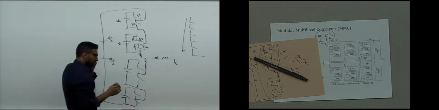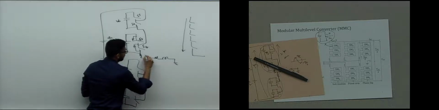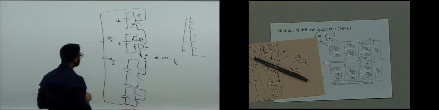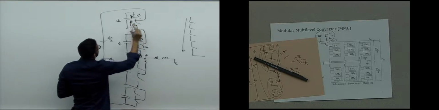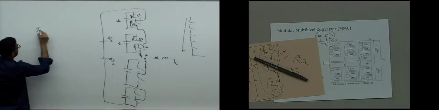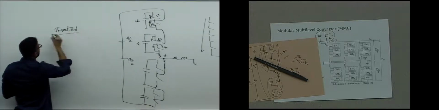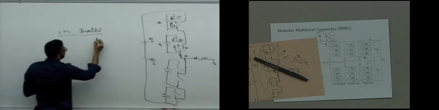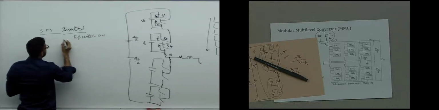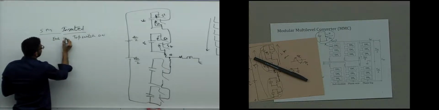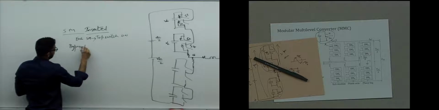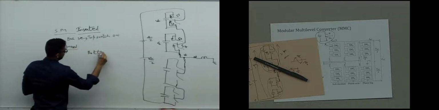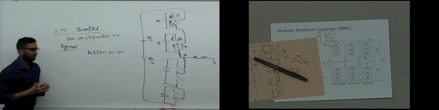Now, before we go into the simulation, we need to know how this output voltage is produced. For that, we need to understand what inserted and bypass mean. A submodule inserted means the top switch is on in each submodule. That's what inserted means. Bypass means the bottom switch is on. That's as simple as that.